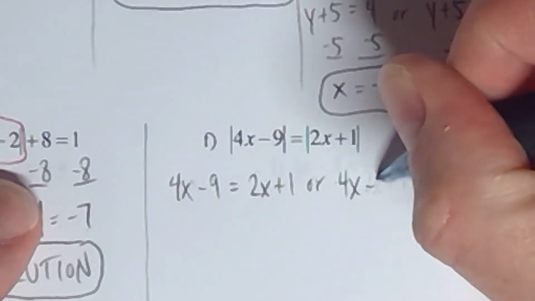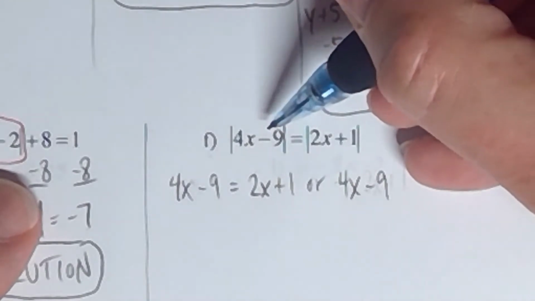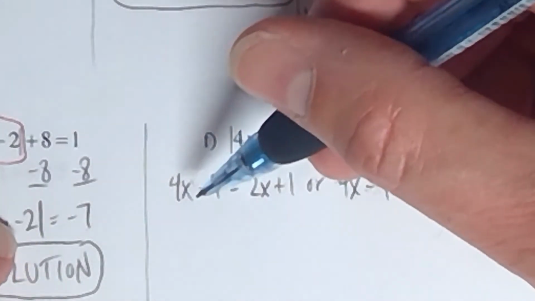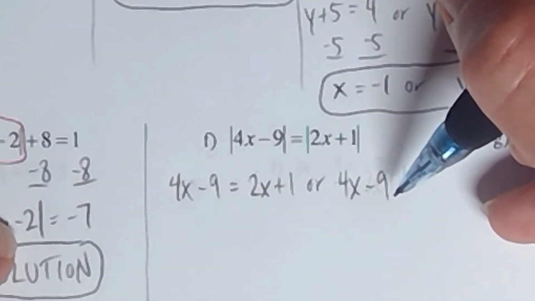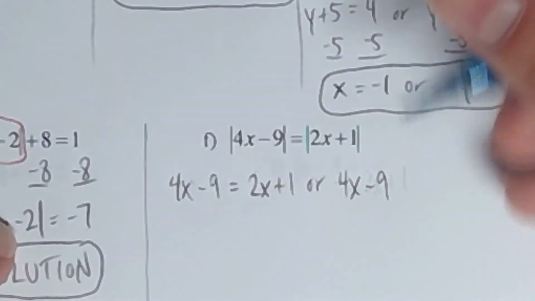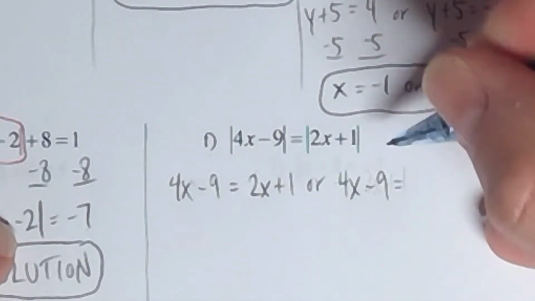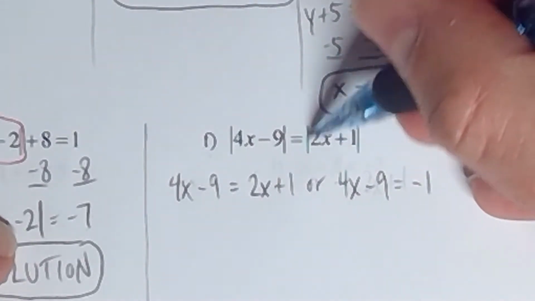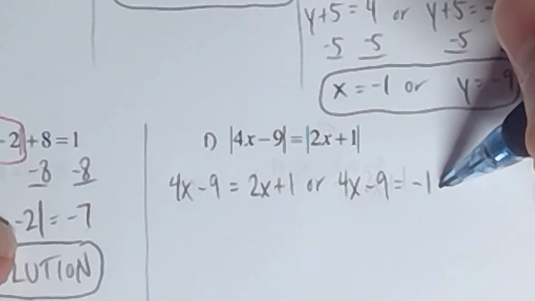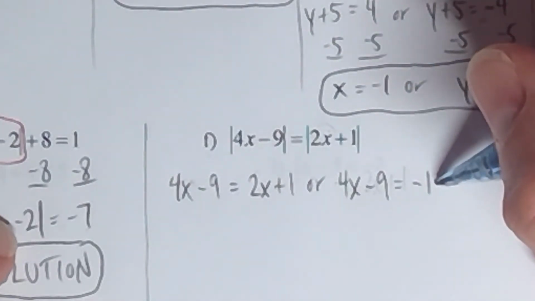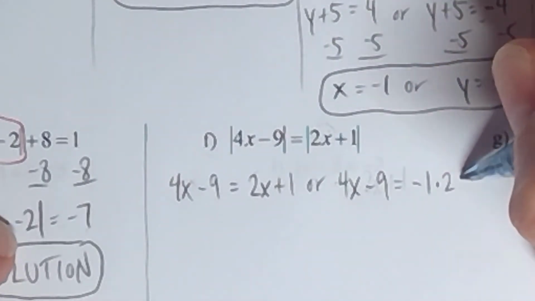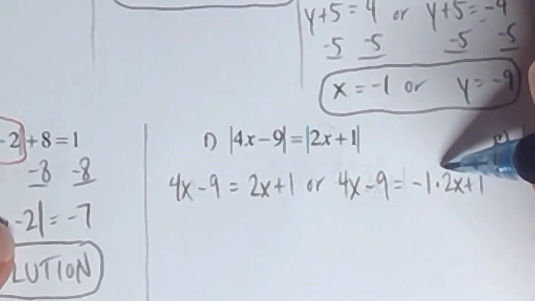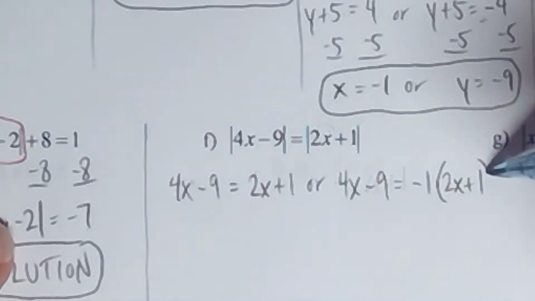4x minus 9. So in other words, when you've got these double absolute value problems, the first part is the same on both of them. 4x minus 9, 4x minus 9. But it's the 2x plus 1 on the second part. In other words, it's the thing inside the second absolute value. When you bring it over to the second part, it's negative 1 times 2x plus 1. But there's an issue here. You have to put a bracket around this because it's got more than one term.